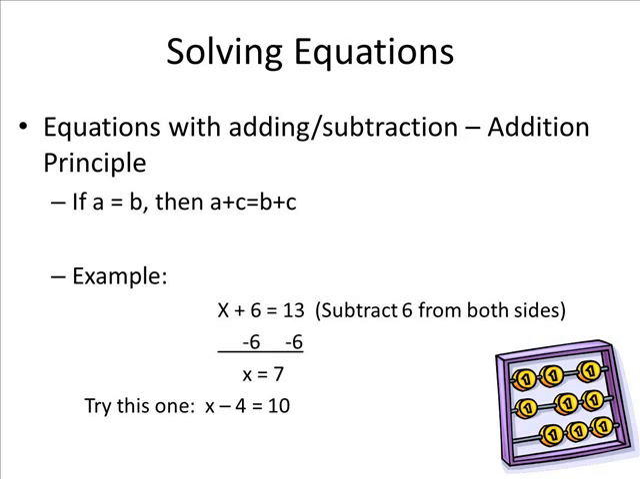For the equation x plus 6 equals 13, we ask ourselves, where is the variable and what is being added or subtracted from the variable? In this example, 6 is being added to x. The opposite of adding 6 is to subtract 6. We subtract 6 from both sides, and this gives us the answer of x equals 7. I'd like you to try x minus 4 equals 10 on your own paper.